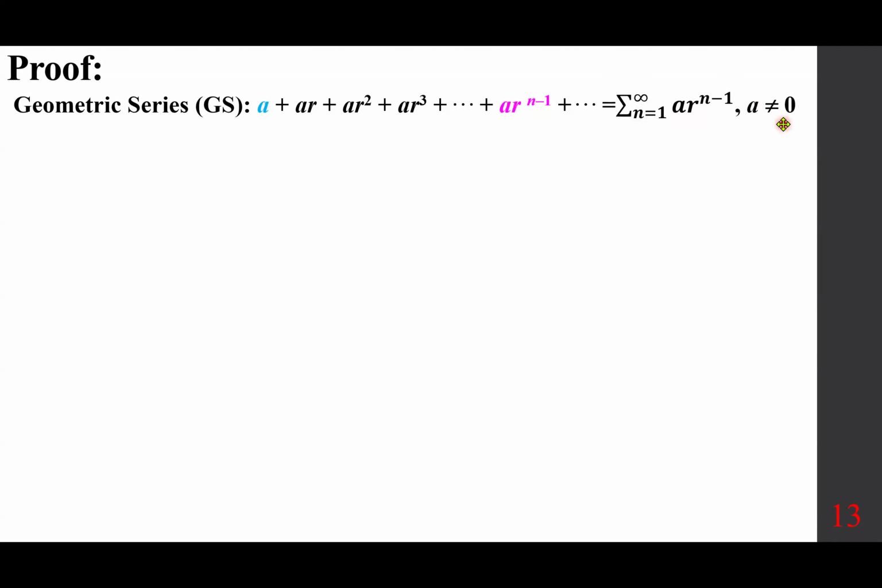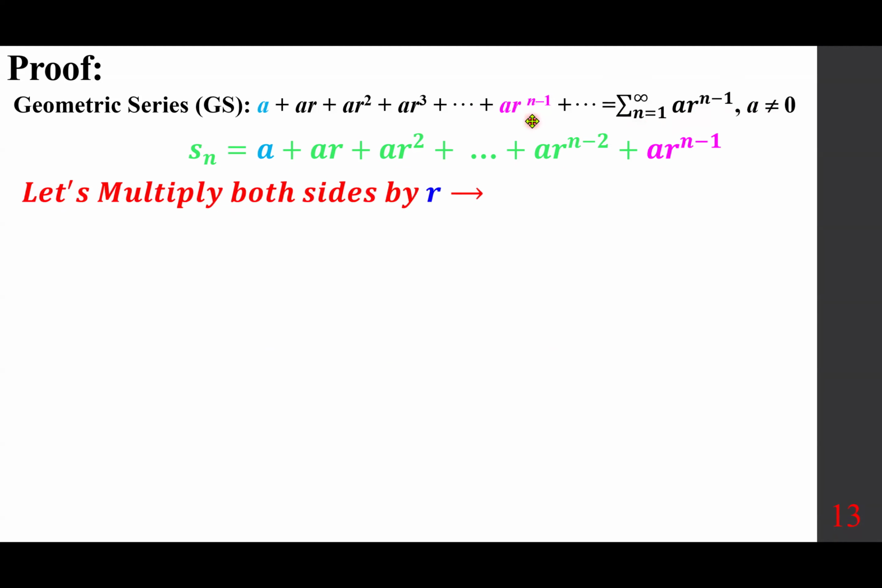If we want to look at the first n terms, we call it s sub n, all the way to n, we stop here. Let's multiply both sides by r. So it becomes r s sub n. This becomes a r squared all the way to the n. This one becomes a r to the power of n, because a r to the power of n minus 1 times r becomes a r to the power of n.